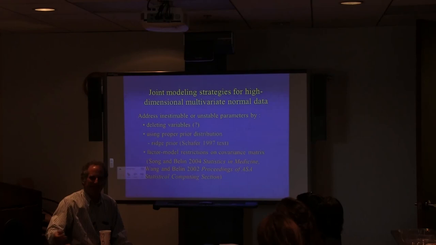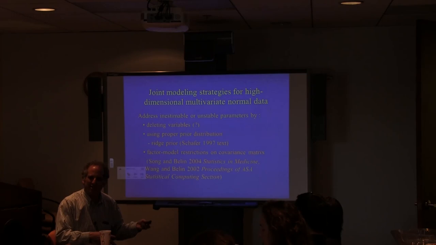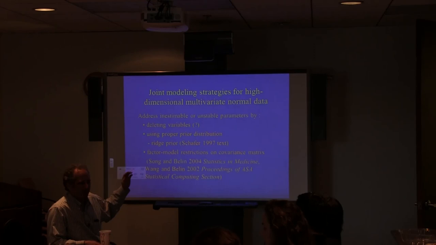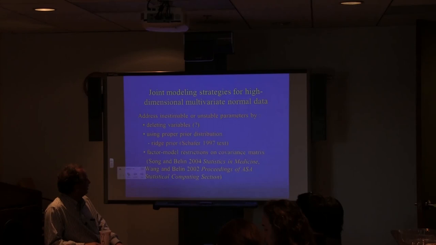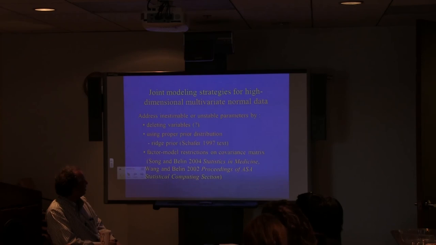There's a slight but unpredictable bias that enters into the estimates, but it stabilizes. People talk in statistics about bias-variance trade-offs, and this is a situation where you might accept a little bias for a substantial reduction in variance. So you can use that idea to handle these high dimensional problems and stabilize the estimation. There's also the approach I talked about of factor model restrictions. That's another general strategy.